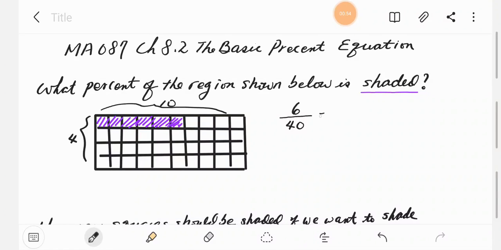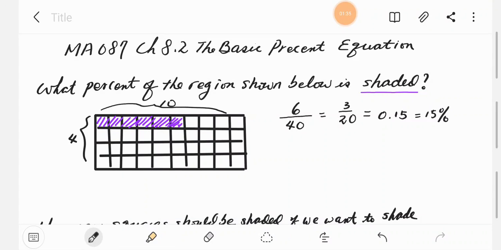Then what is the percent of this? Convert this into a percent. You can simplify first, or you can divide it. If you simplify, divide by 2, so it is 3 over 20. What percent is 3 over 20? 3 divided by 20 is 0.15. So 0.15 is equal to 15%.